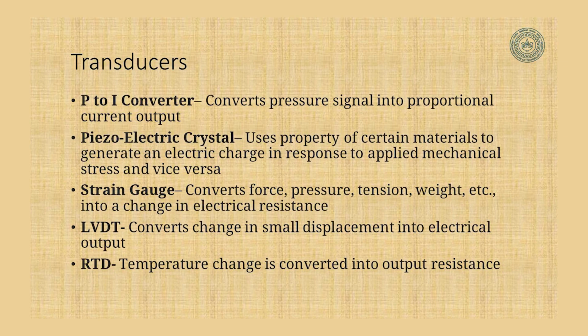Strain gauges, they convert force, pressure, tension, weight, etc., into a change in electrical resistance. Okay. LVDT, again that converts a small displacement into electrical output. RTD, that converts a temperature change into an output resistance. Okay. Everyone understands the types of transducers.